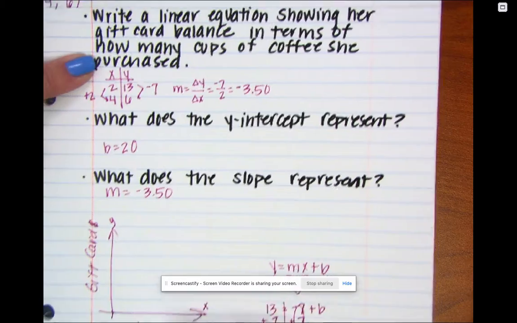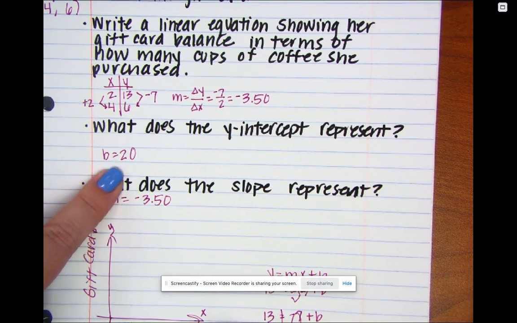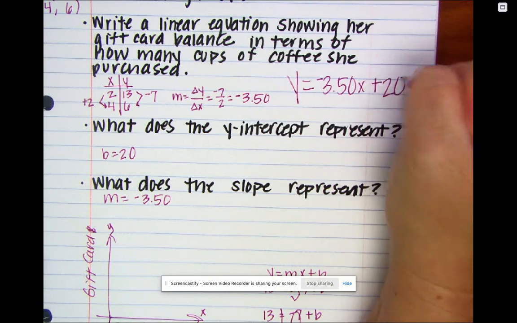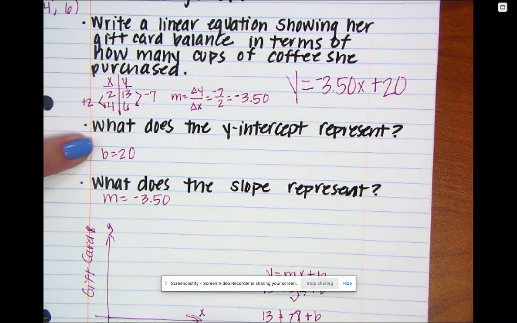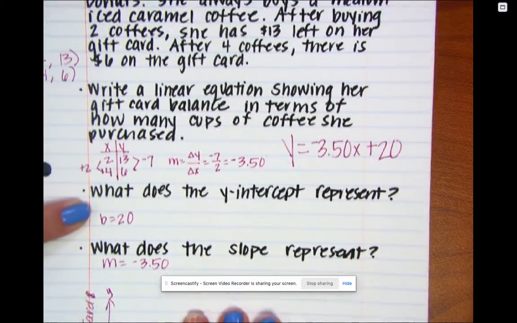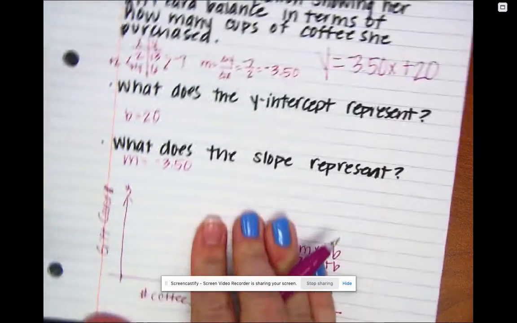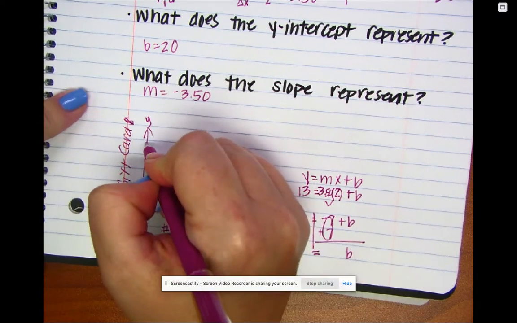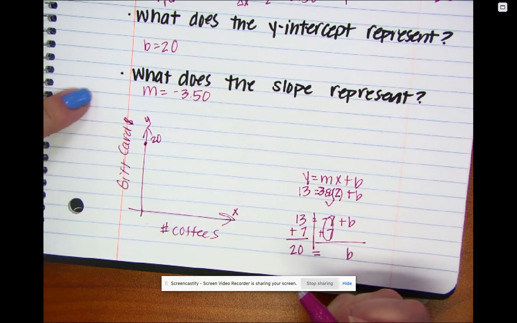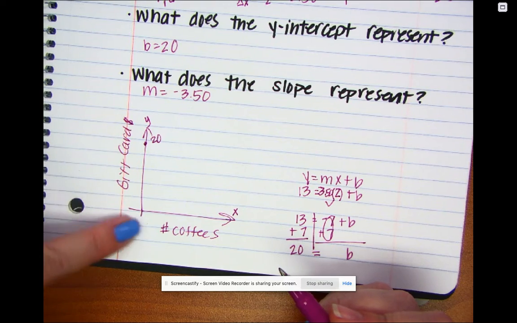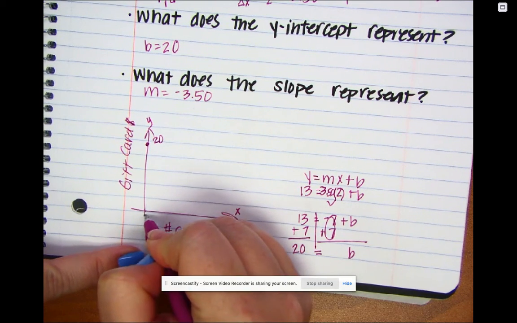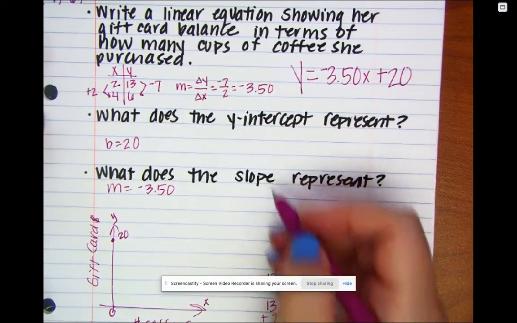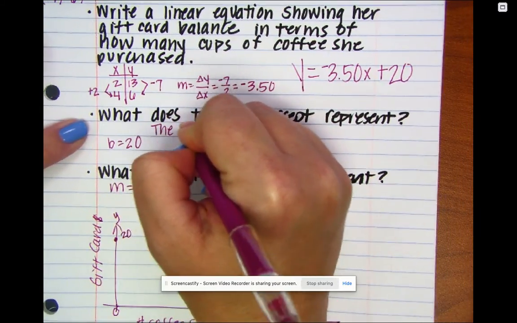So to write my equation, I have m is negative 3.50 and b is 20. So I have y equals negative 3.50x plus 20. Now, what does that 20 represent? Remember, we said our y-intercept represents the beginning. So what did we begin? And again, look at this right here. Remember, I sketched this to see what my variables would be. So if 20 is right here, that's our y-intercept. That's what b is. What does that mean in terms of our gift card and coffee? And so what that means is for 0 coffees, that's the 0 for coffees, there is $20 in the gift card. So that means the gift card started with $20.